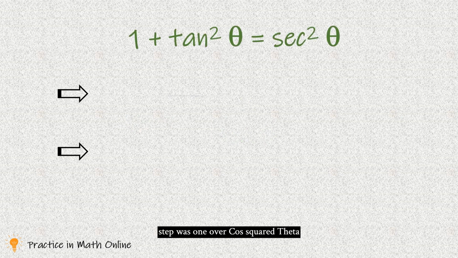So the last step was 1 over cos square theta. And since the relationship between cos theta and sec theta is reciprocal, 1 over cos square theta will be sec square theta, which is the same as the right hand side. So this is a trigonometric identity.